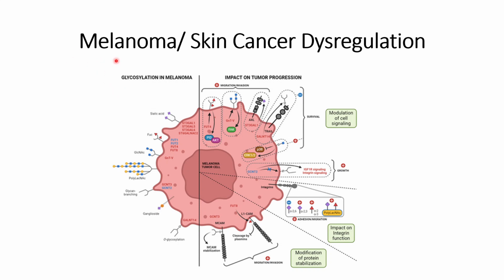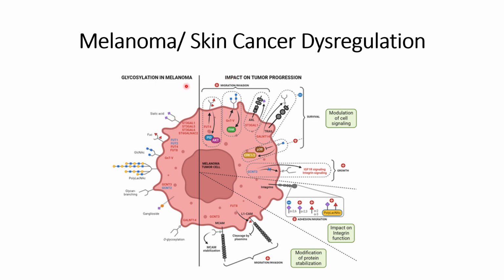Today we will discuss melanoma, or skin cancer, dysregulation. So what are the intracellular changes that occur that might promote tumor progression in the case of melanoma? Though dysregulation occurs in almost all cancer cells, here we will discuss the dysregulation in terms of the glycosylation that occurs on the tumor, and that helps in the promotion of tumor either in terms of metastasis, migration, or uncontrolled growth rate.